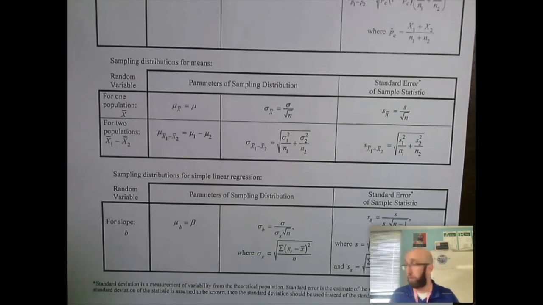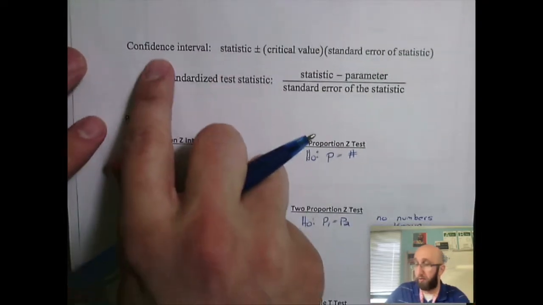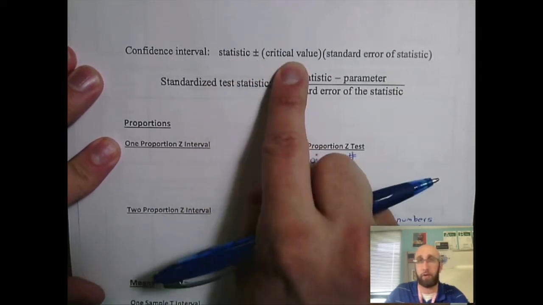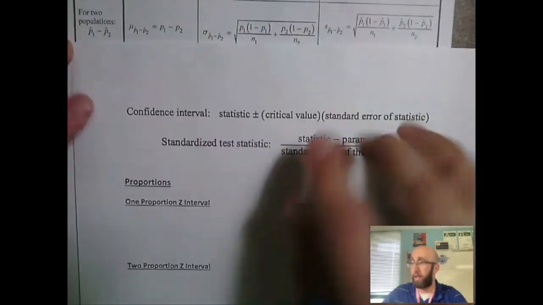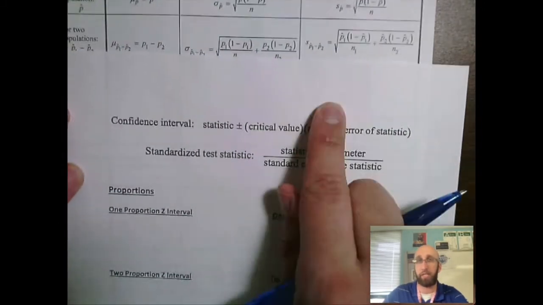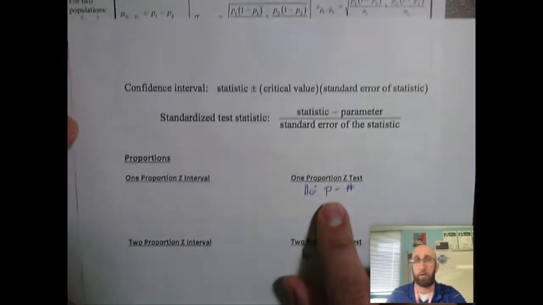I kind of want to move through it fast, but if I go too fast, pause me. So what they're always going to tell you is for a confidence interval, it's your statistic. That's your x bars, your p-hats, plus or minus your critical values. That's your z stars or t stars, times the standard error of the statistic, which they give you. So sometimes that's the hardest part of the formula to remember. They give you a lot of that. You just need to know what to pick out.